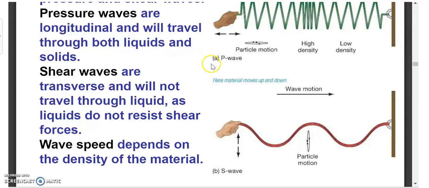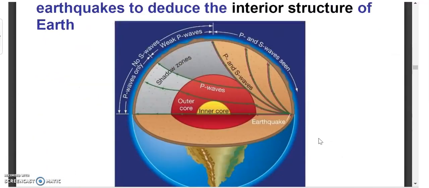Anyhow, these waves behave differently in different types of materials. For example, the P waves can travel right through both solid and liquid. However, and this is the big key that allowed us to figure out what was going on inside of the Earth, the S waves will only travel through solid material.